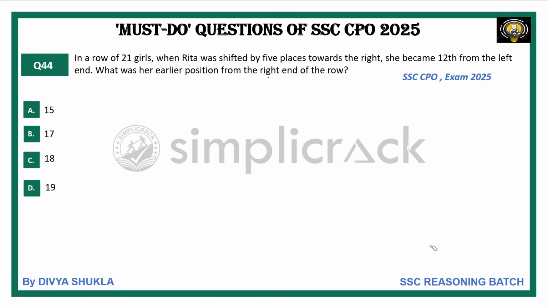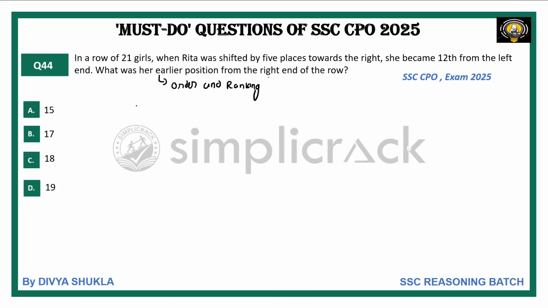Now in a row of 21 girls, Rita was shifted 5 places towards the right. She became 12th from the left hand. What was her earlier position from the right end of the row? So always understand, this is a question of order and ranking.